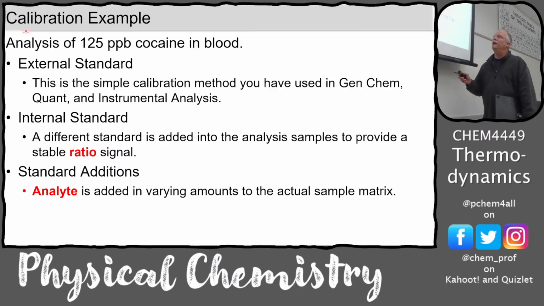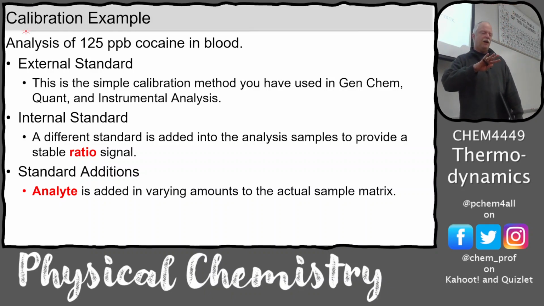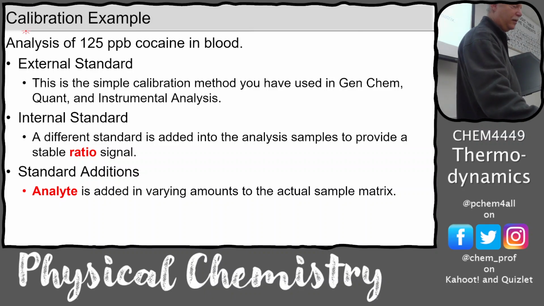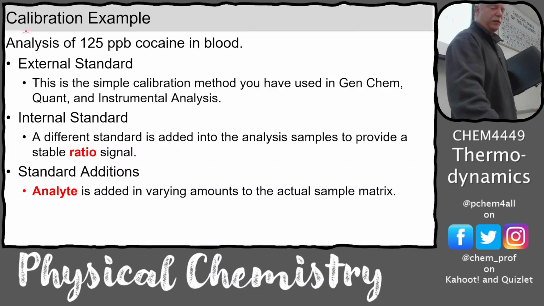So in the internal standard, a different standard is added to the analysis samples to provide a ratio signal. And then in standard additions, the analyte is added to varying amounts of the actual sample matrix. So if it's a blood sample, you break it into 4 aliquots, and then you add varying amounts of standard to the actual sample that you're analyzing. Can you mix methods? Theoretically, you could do standard additions as well as using external standard. Yeah, you could. And just analyze it both ways, just to see which one is better.